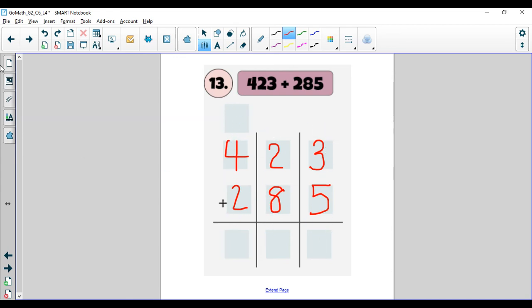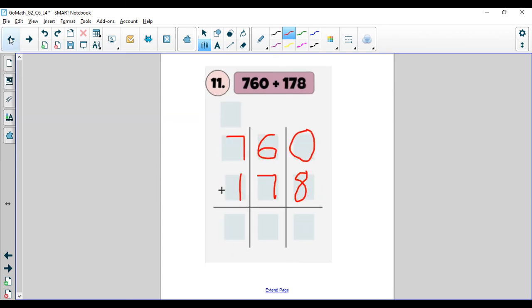So I want you to look back at number 11, and you're going to solve 11, 12, and 13 by pushing pause on this video, solving 11, 12, and 13, and then coming back to check your answers with me. Think about when you are regrouping. Push pause and I'll see you soon.